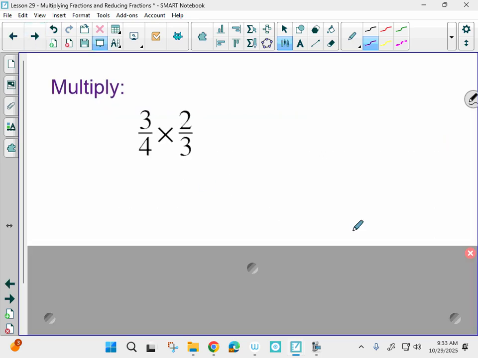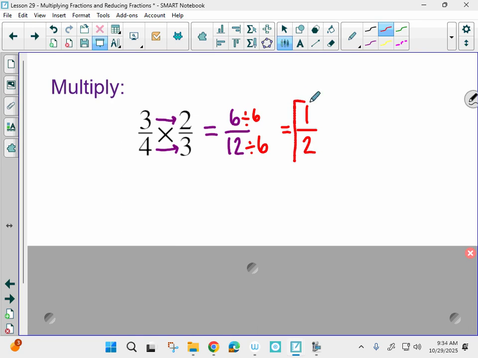Now I have 3/4 times 2/3. So we can multiply the top times the top, which is 6, and we can multiply the bottom times the bottom, 4 times 3, which is 12. Now, does this reduce? Yes. And the biggest number that goes into 6 and 12 is 6. You don't have to show this step. I'm just writing it out, all right? So I can divide this by 6, which is 1, and I can divide the denominator by 6, which is 2. And so we get 1/2.